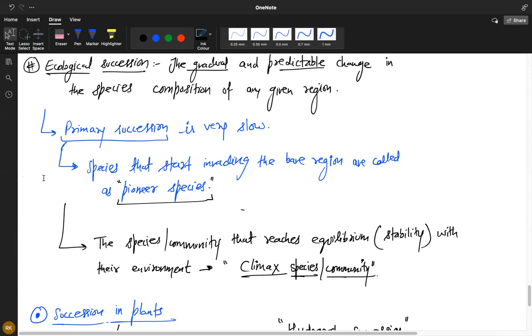The word pioneer means that pioneers are those who started that field from scratch. So life started from scratch, let's say in a region, and it's done by some species, and they are the pioneer species.